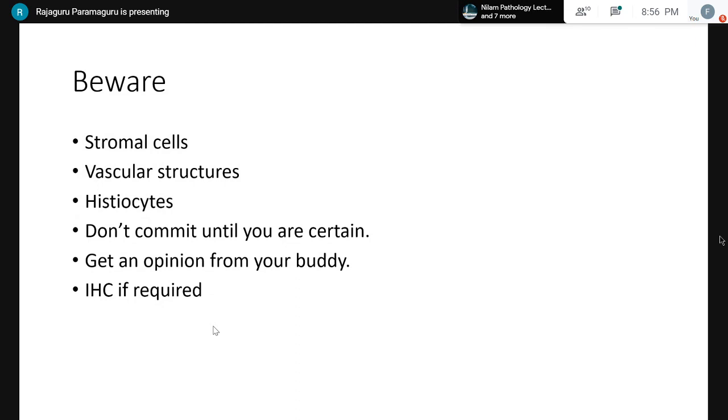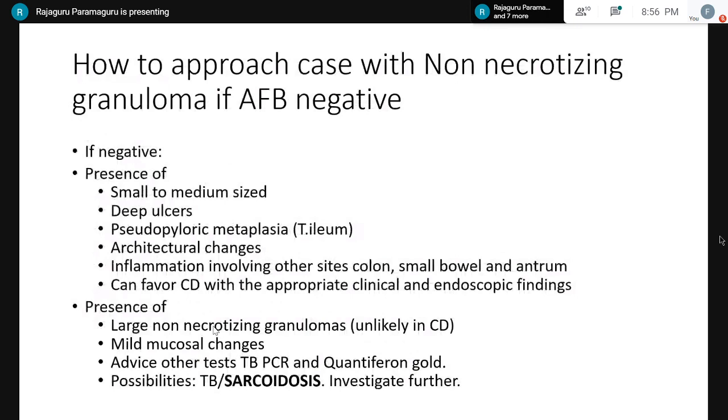So when it is a non-necrotizing granuloma with negative AFB, as we have discussed extensively, it will be the same. When it's Crohn's disease, you see deep ulcers and architectural changes in the other colonic sites, involvement of the antrum and the other areas in the small bowel, you can favor Crohn's disease. But when there is a large granuloma or a medium-sized granuloma, it's unlikely to be Crohn's disease.